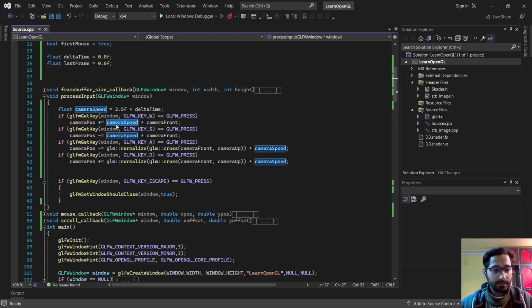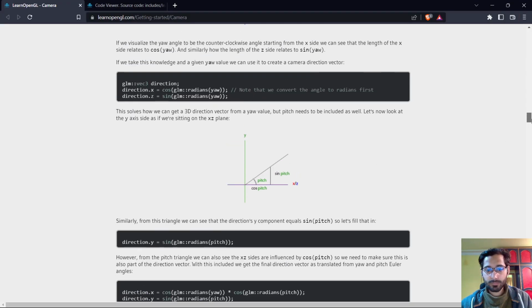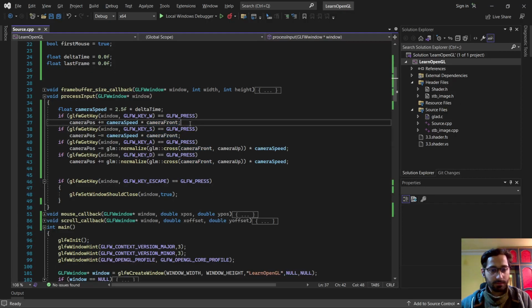What we're doing is we have the camera speed and we are multiplying that with camera front. So whichever way the camera is facing is where we're gonna move. But rather than doing that, we need to set this constant.